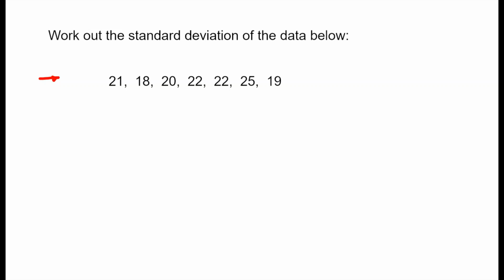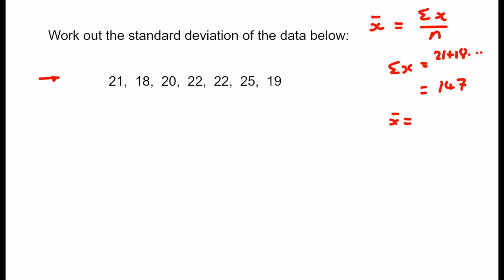So our first step is going to be working out the mean. Remember, our mean x bar is the sum of our individual values, so that's what this notation means, over how many there is. So our sum of x is if we add up all these values, so 20 plus 18 plus 20, 22 plus 22 and so forth, which is going to give us 147. So our x bar, our mean, is going to be 147 over how many there is. Well, there's 7 values, which is going to give us 21.